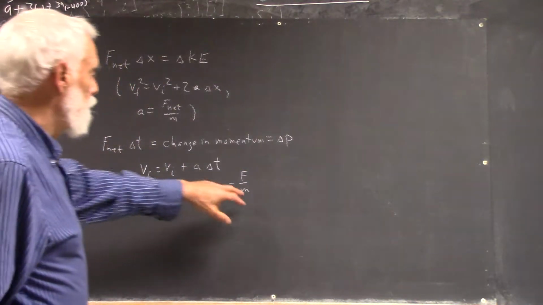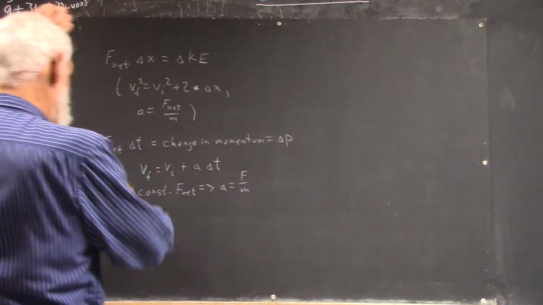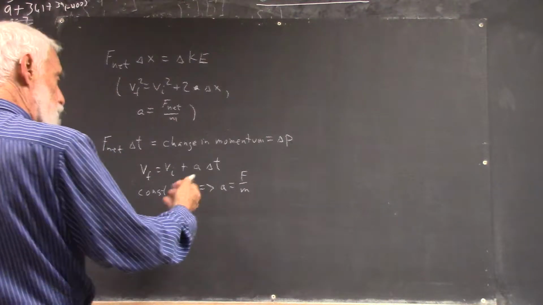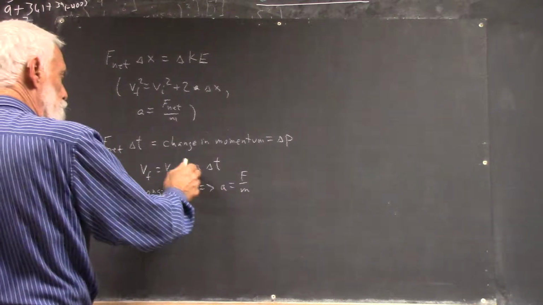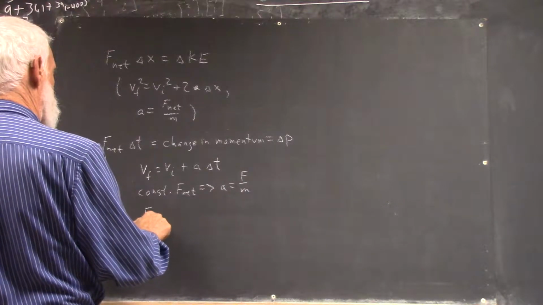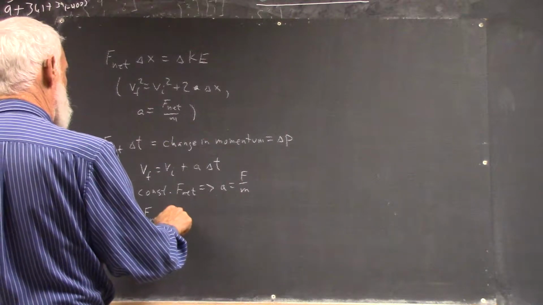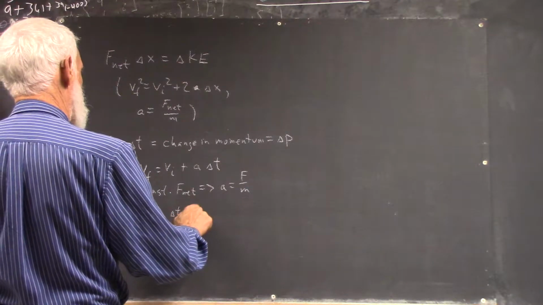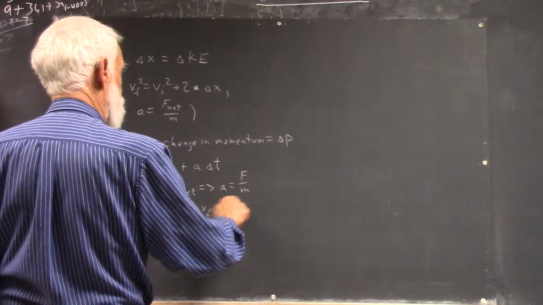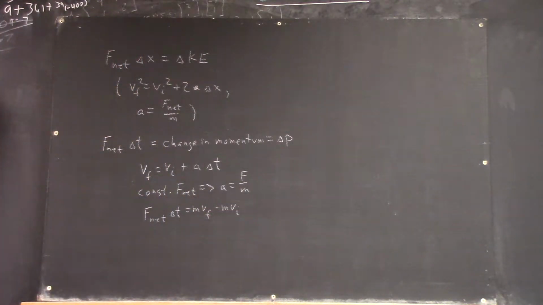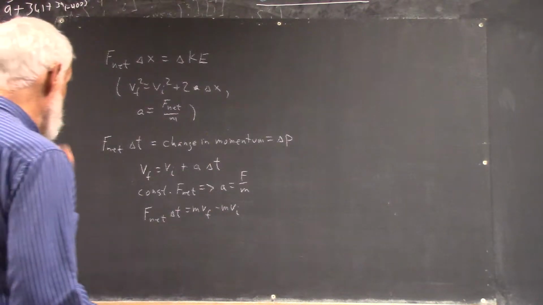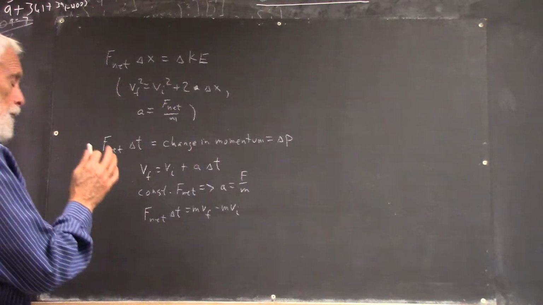So if m is constant as well, from this relationship, plugging this in, we immediately get something that we can put into the form F net delta t equals m vf minus m vi. Of course, for homework, I'll ask you to do that rearrangement. It's very simple, much simpler than this one, and this one's simple enough.